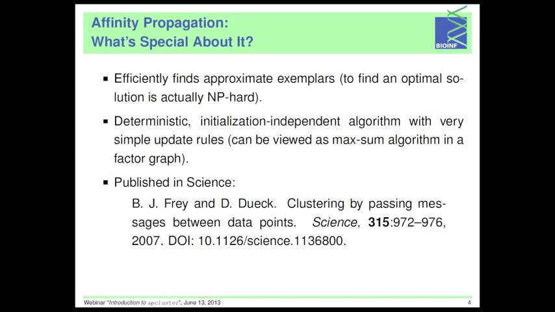The second thing is that it's almost a deterministic, initialization independent algorithm that employs very simple update rules. That it's initialization independent and deterministic means that it has a great advantage over k-means, where the results of k-means pretty much depend on what you start from, and you may have to run k-means many times to get a decent solution. Not so for affinity propagation, which always gives the same solution in a deterministic fashion.